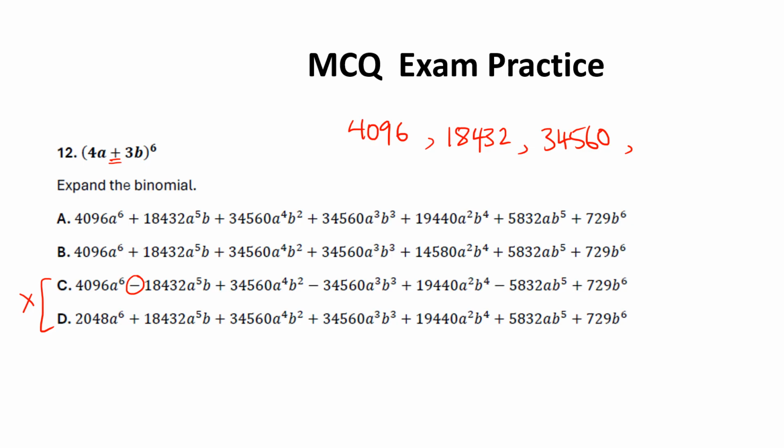After that you got again repeated 34560. Then you got 19440. Then 5832. Then 729. So now it's easy to match.